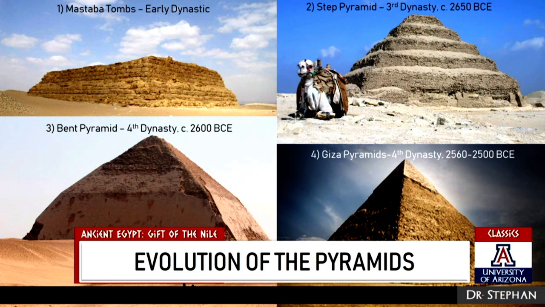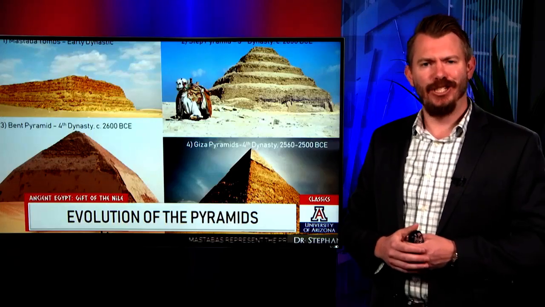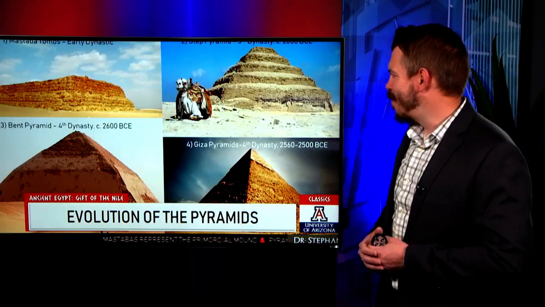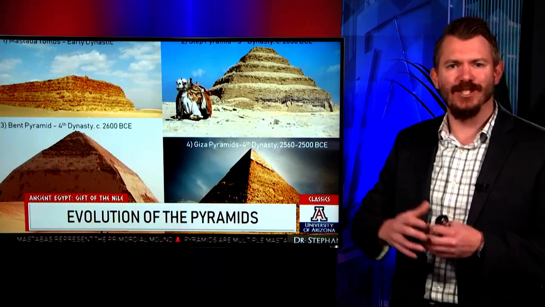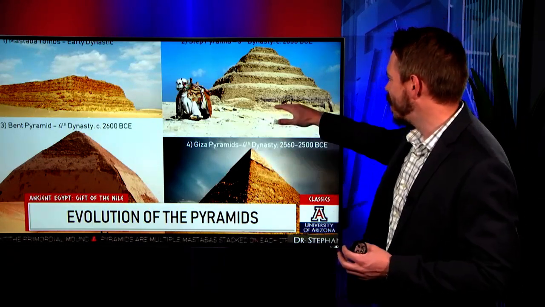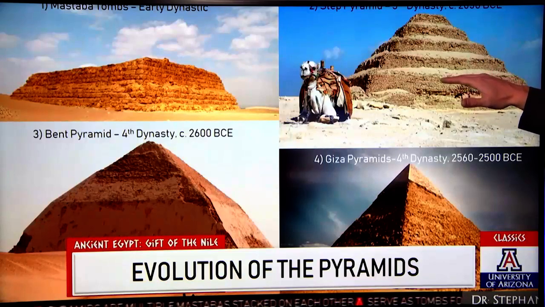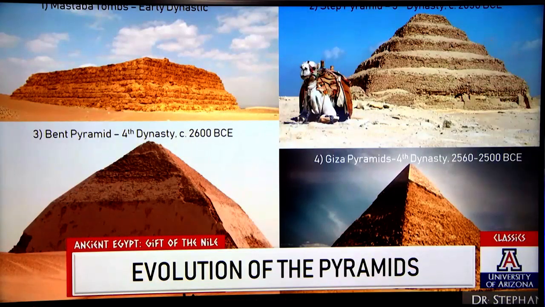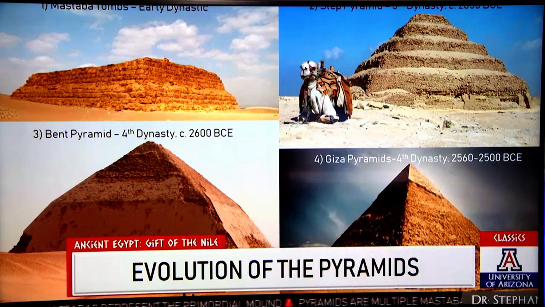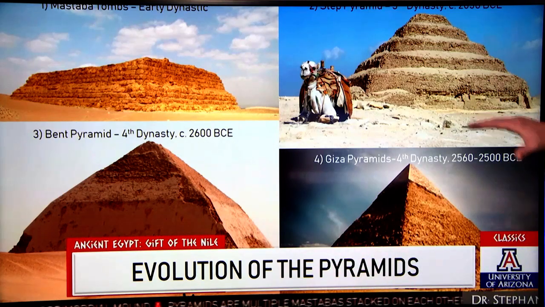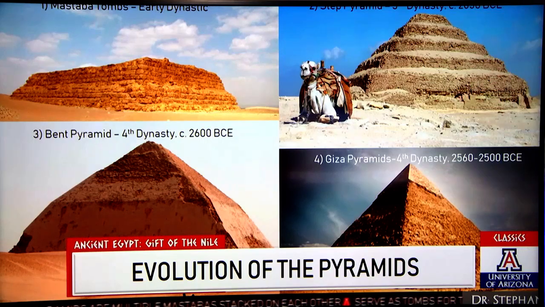Now, in the Old Kingdom, Djoser, one of the kings, around 2650 BC, has this great idea to stack one mastaba tomb on top of another, on top of another, and we get our very first pyramid, known as the Step Pyramid. A dynasty later, with the king Snefru, we see the same idea of one mastaba on top of another, but now flattening out the sides.